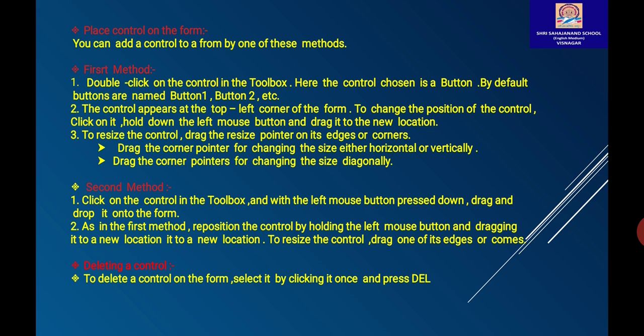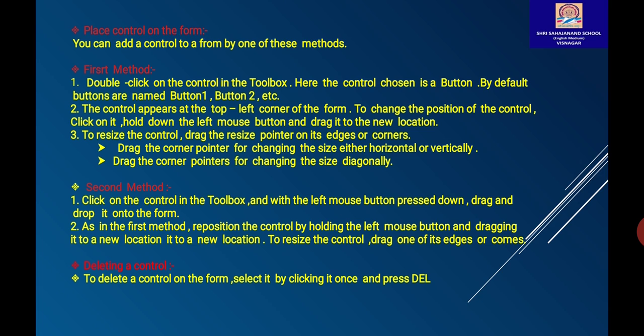Means we just double click on the control. So by default its name is Button 1 and Button 2. The control appears at the top left corner of the form. So when you click on this button, it will display at the top left corner of the form. To change the position of the control, click on it and hold down the left mouse button and drag it to a new location. In this way we can set the control on the form.